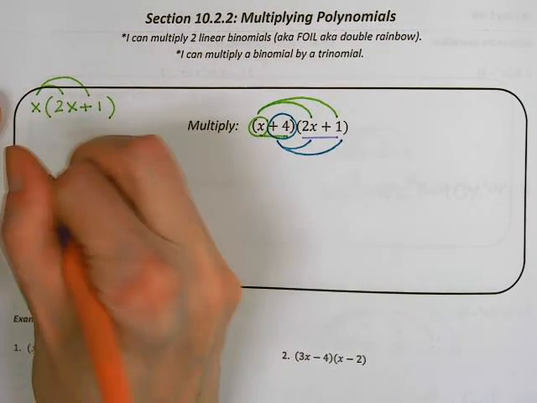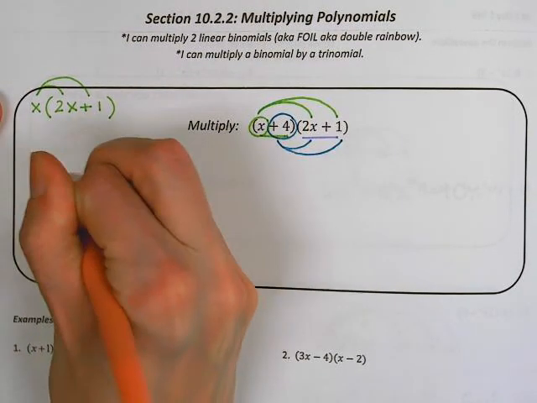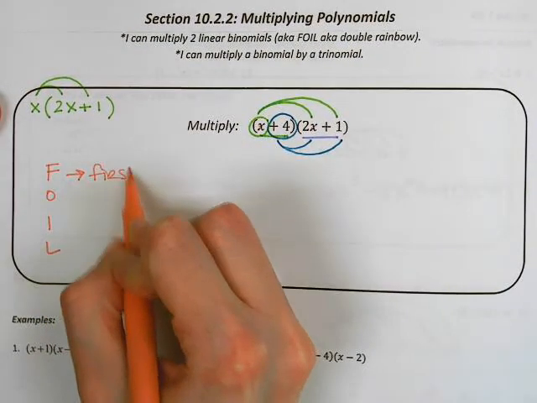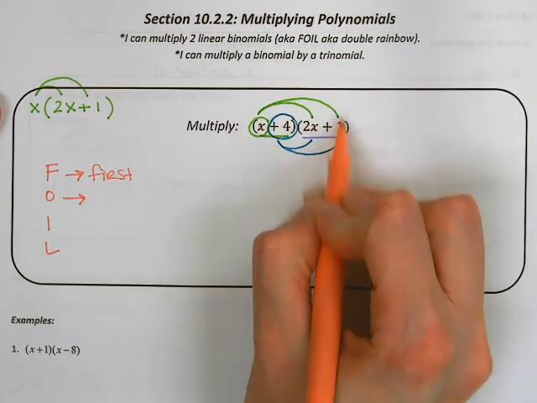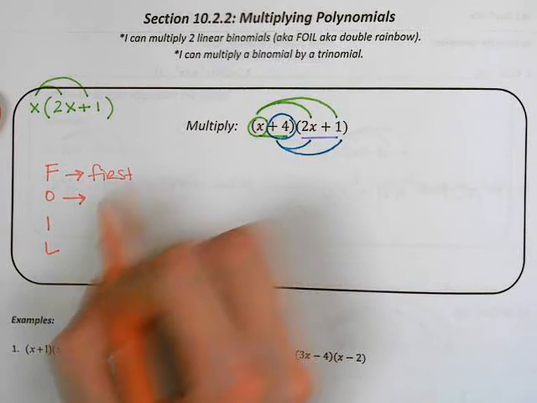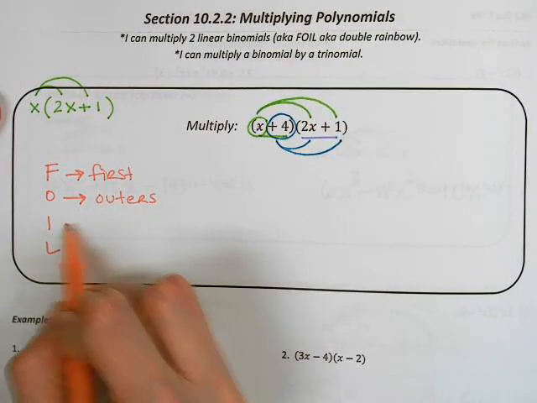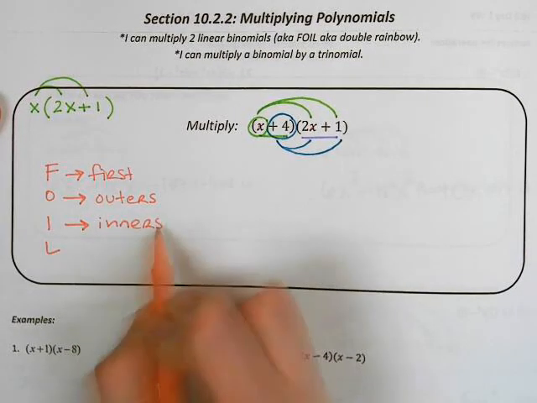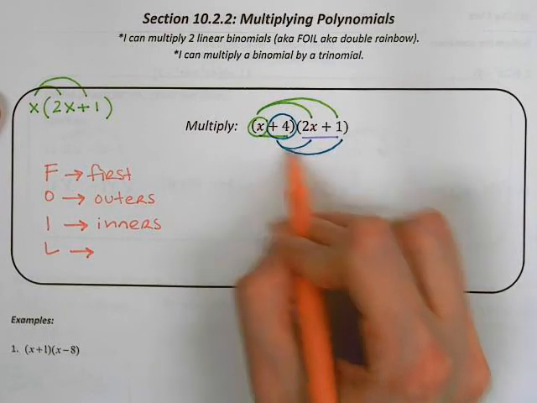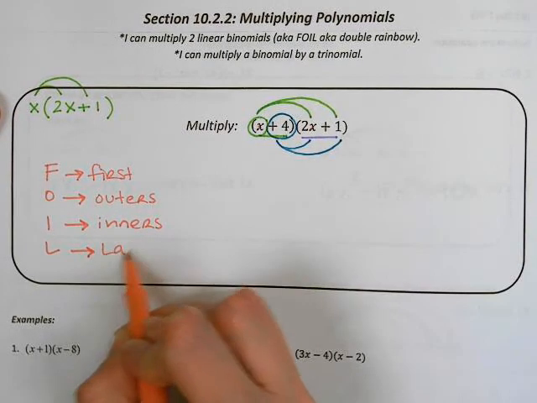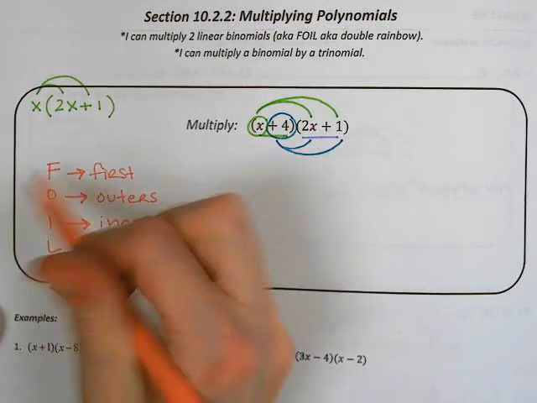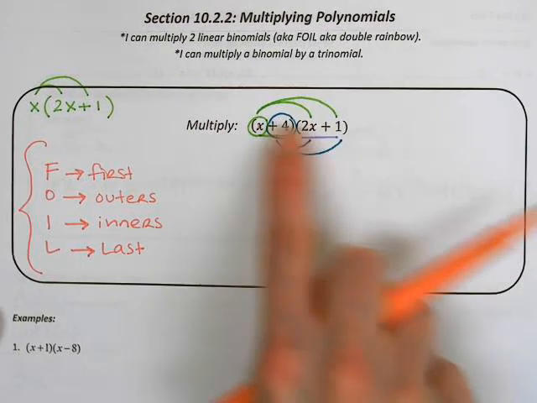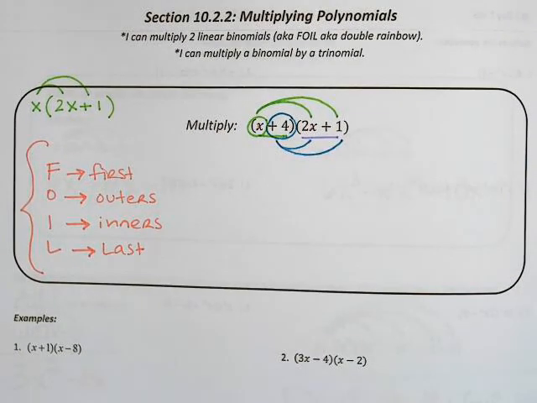And if you like FOIL, I'll tell you what that stands for. F means you multiply the first ones. O stands for you multiply the outers. I stands for you multiply the inners. And L stands for you multiply the last ones. So however you guys think of it, if you want to use the word FOIL, if you just want to think distribute this one and then distribute this one, let's try one.